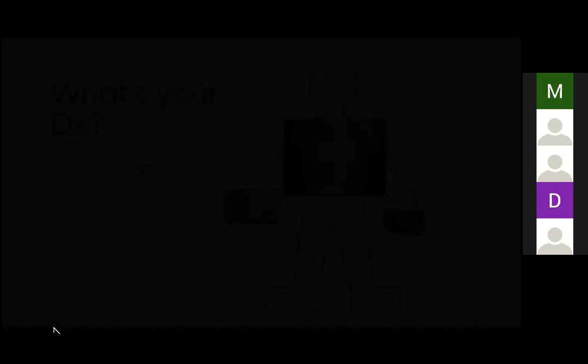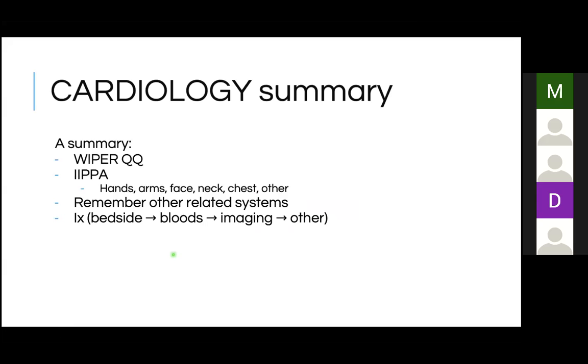And then, just to summarize everything, remember your WIPER before you start the double I, double PA. Remember other related systems, so listening to the bases of the lungs, feeling for hepatomegaly, remember your investigations, and then just a brief management plan.